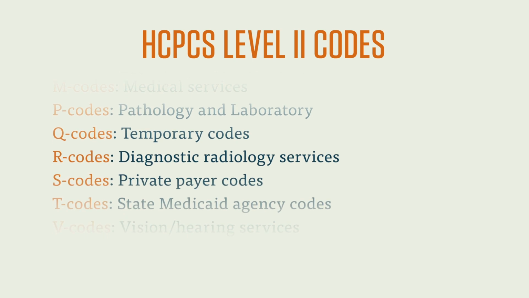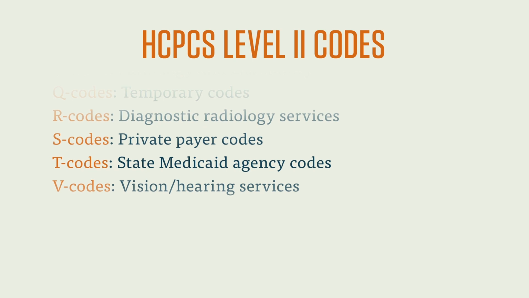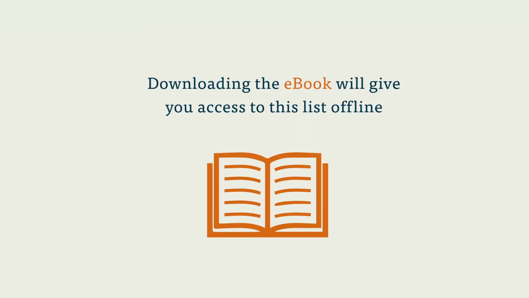S codes: private payer codes. T codes: state Medicaid agency codes. And V codes: vision and hearing services. Downloading the ebook will give you access to this list offline.